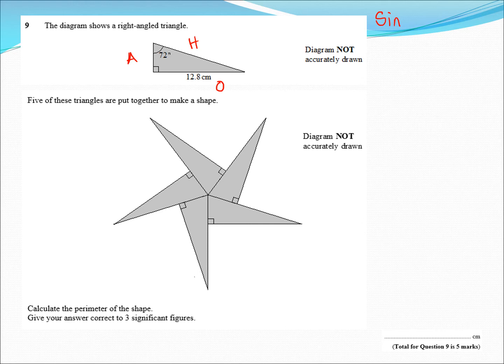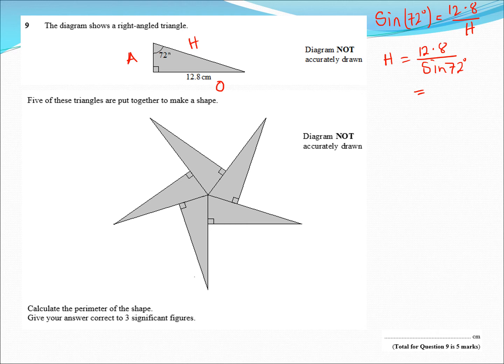Sine of 72 degrees is equal to 12.8 over h, the hypotenuse. We need to find out h, so h must be 12.8 divided by sine of 72 degrees, which gives me 13.46 to 2 decimal places.